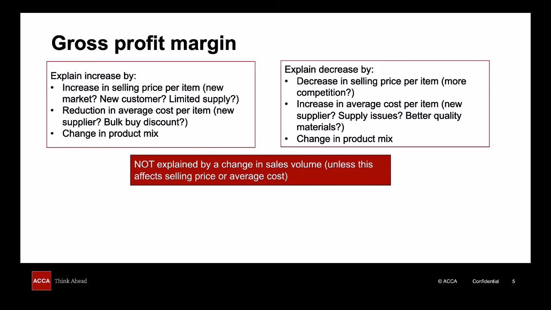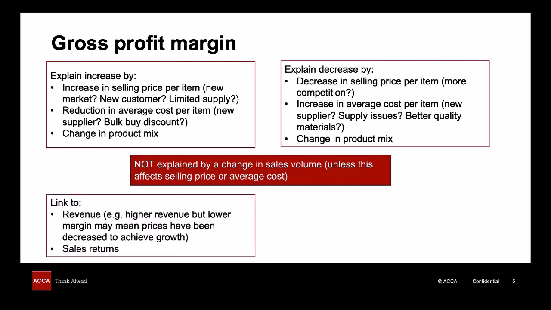So volume you can only use as an explanation if you are going to link it to reducing prices to increase volume or possibly achieving economies of scale. In terms of the rest of the financial statements, what can you link to? Well, you might spot there's a lower margin, for example, but revenue is higher, in which case it suggests prices have been cut in order to achieve that growth. Sales returns, I've just said if costs have gone up, it could be in order to buy better quality materials, which would of course reduce sales returns. So those are the kind of things we're looking for linkages.